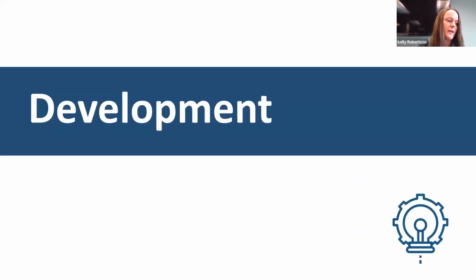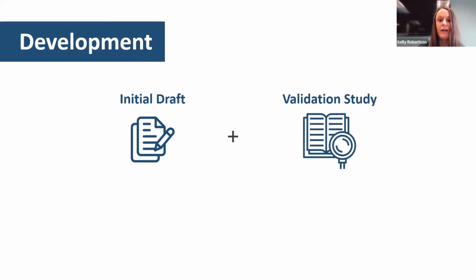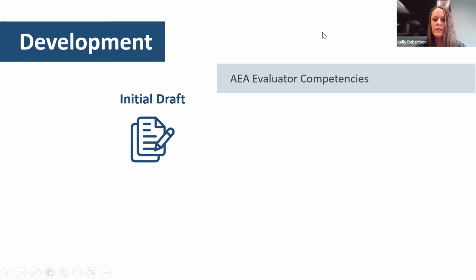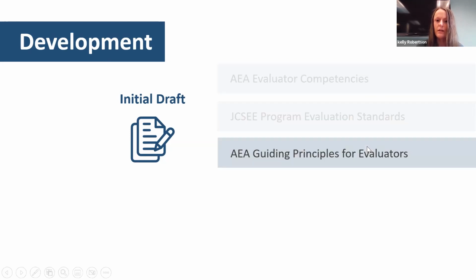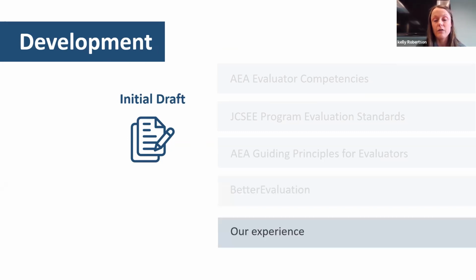So the development of the task list. We started with drafting a task list, and then we set about conducting, validating this task list through a study. That initial task list was developed based on the evaluator competencies from the American Evaluation Association, the program evaluation standards, the AEA's guiding principles for evaluators, the Better Evaluation Rainbow Framework, and then our own experience as evaluators and working with the ATE community.